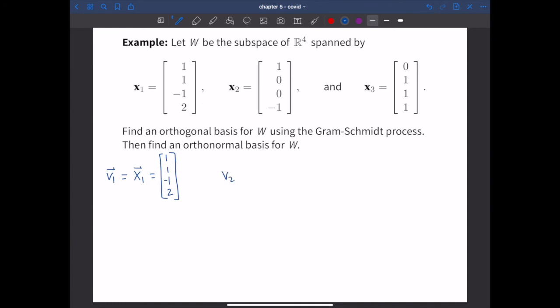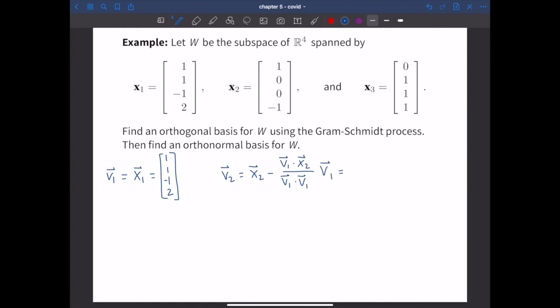Then v2, according to the formula, is just going to be x2 minus x2 dot v1 over v1 dot v1 times v1.